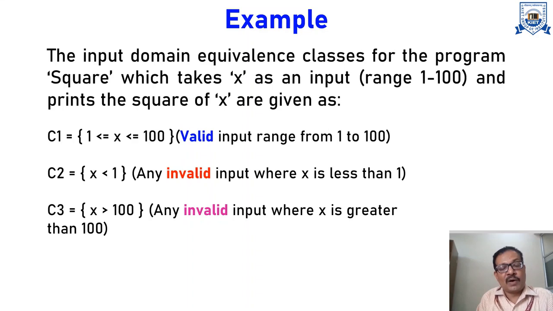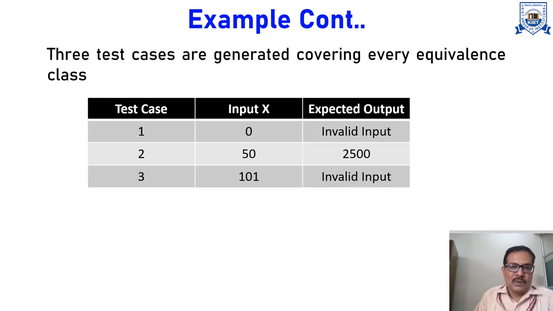So for that value, if your program behaves properly, then it is believed that whatever value I choose from that domain, my program is going to behave accordingly. Three test cases are generated here. Test case 1, input value is 0, so the expected output will be invalid input. Test case 2, I am going to choose 50 as the value of x, so output will be 2500, a value chosen from class C1. The first is a value from class C2, and this is a value I am going to choose from class C3, suppose 101, and my expected output from the program will be invalid input.